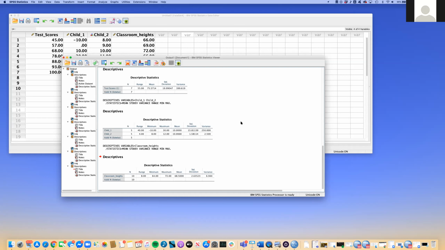So we're gonna take a piece of paper like this, and we're gonna write 68.5. And we're gonna add 2.6 to it, and then we're gonna subtract 2.6 from it.